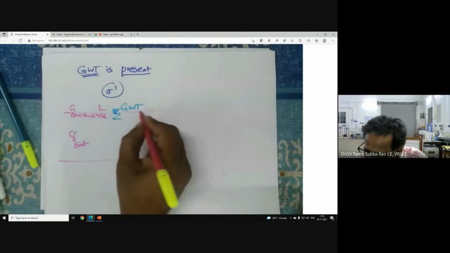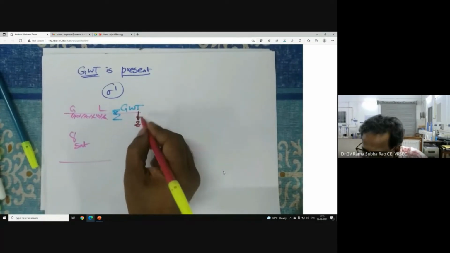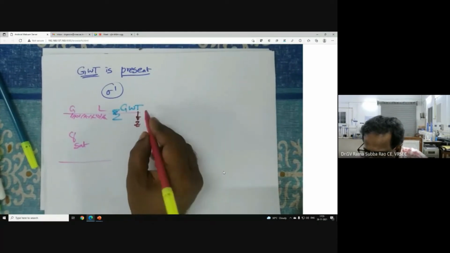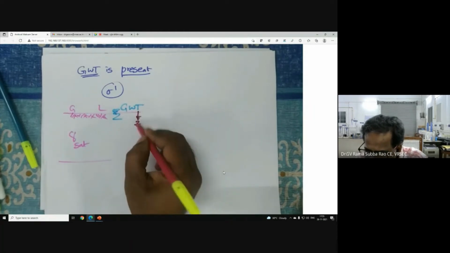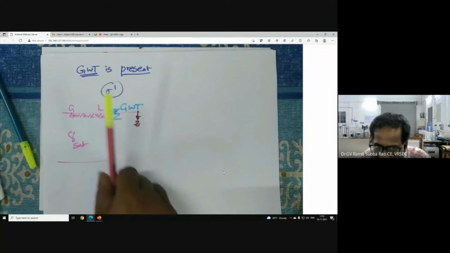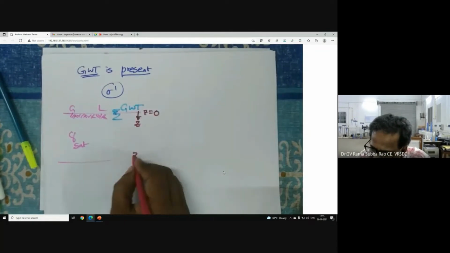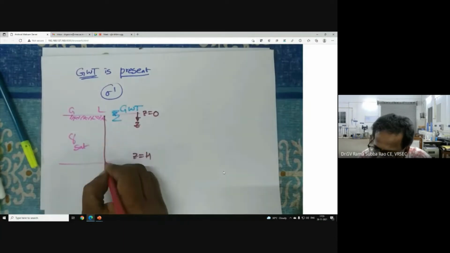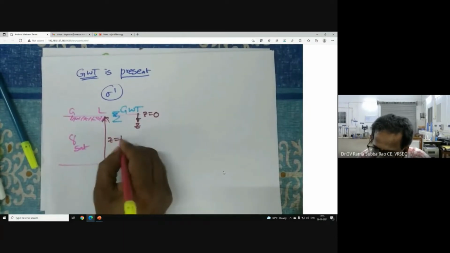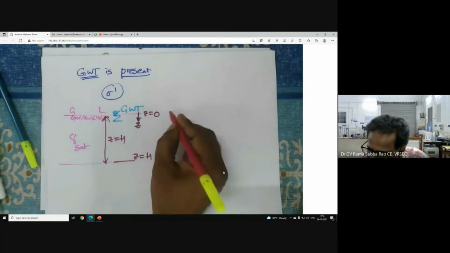Now this is Z, starting in the vertical direction. In geotechnical we have X, Y, Z, no doubt, but here Z is meant for vertical. Now Z is 0 here. Z is equal to H here. In fact, this is H. So once you are at the bottom of the layer, Z is equal to H.